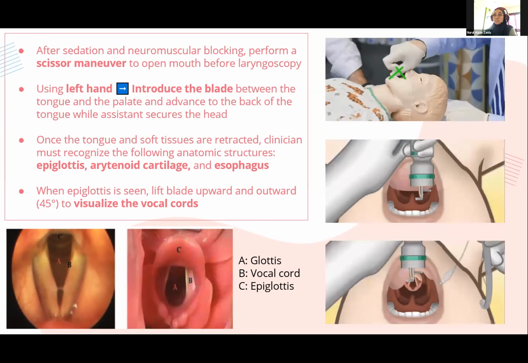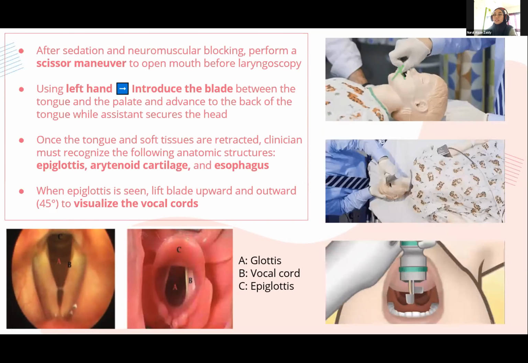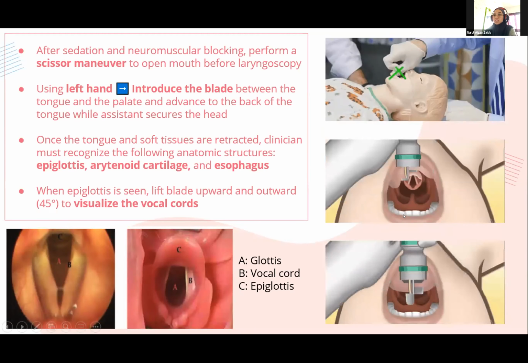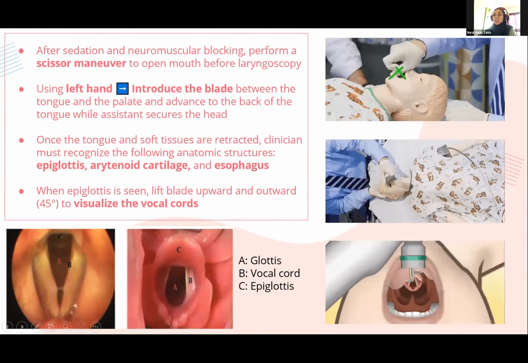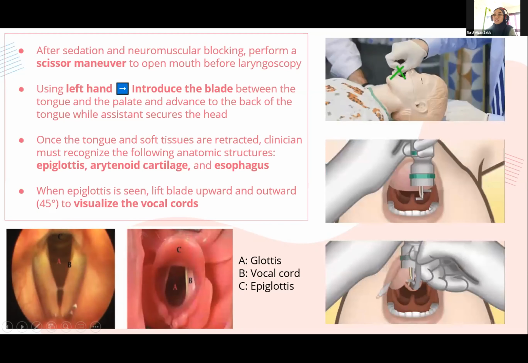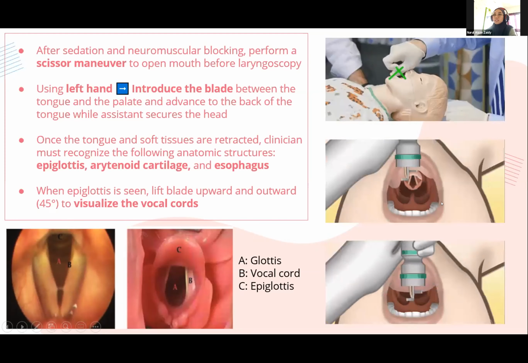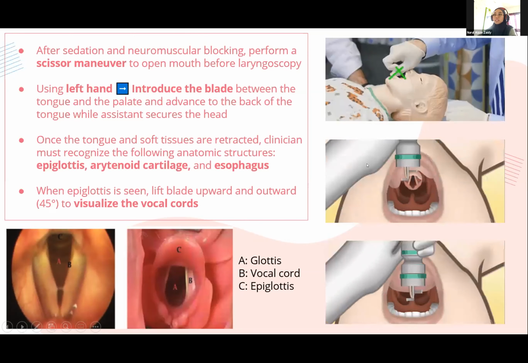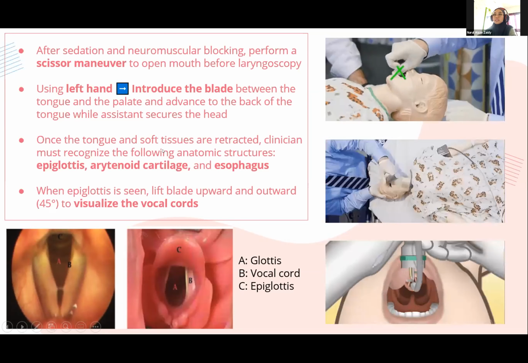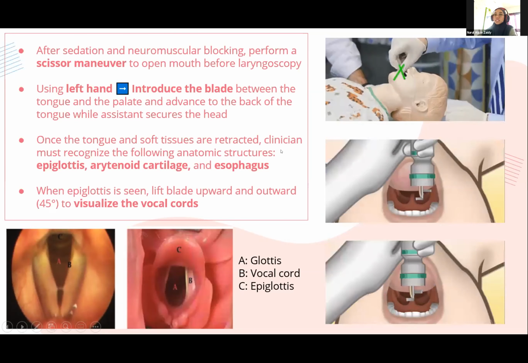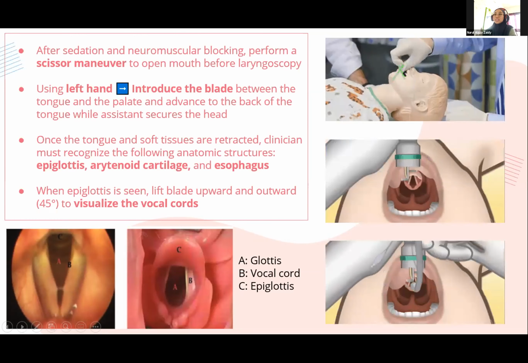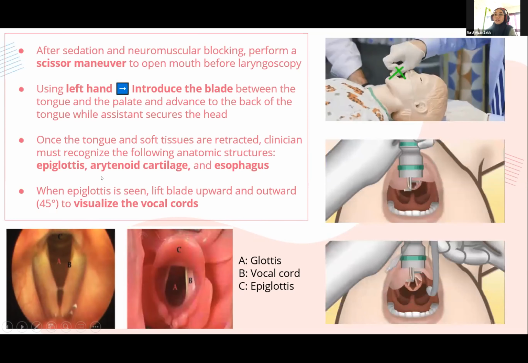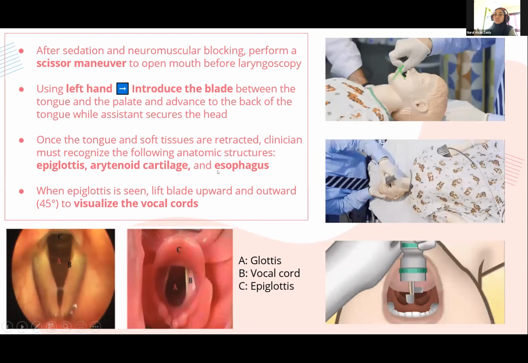Regardless of dominance, you need to hold the blade, the laryngoscope, using your left hand. On the second picture, just below the Caesar maneuver, you can see the clinician using the left hand, and the tongue is retracted, slightly to the left side. Once the tongue and the soft tissues are retracted, the clinician should recognize the aforementioned anatomic structures, such as the epiglottis, the arytenoid cartilage, the posterior cartilage, and also the esophagus.